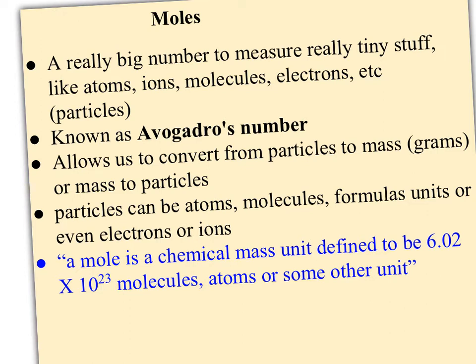So for now, what we need to know is that a mole is a chemical mass unit, so a unit, just like an inch or an hour, that's defined to be 6.02 times 10 to the 23rd molecules, atoms, or some other unit. So 6.02 times 10 to the 23rd is the number Avogadro came up with and said that many atoms or molecules or any other thing is 1 mole's worth.